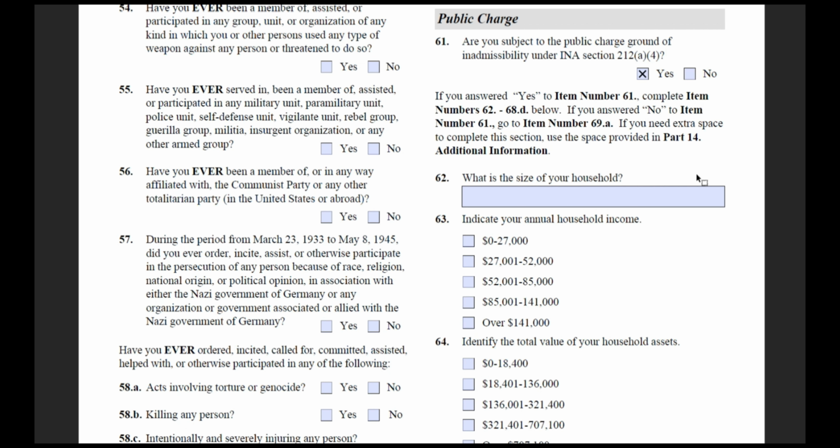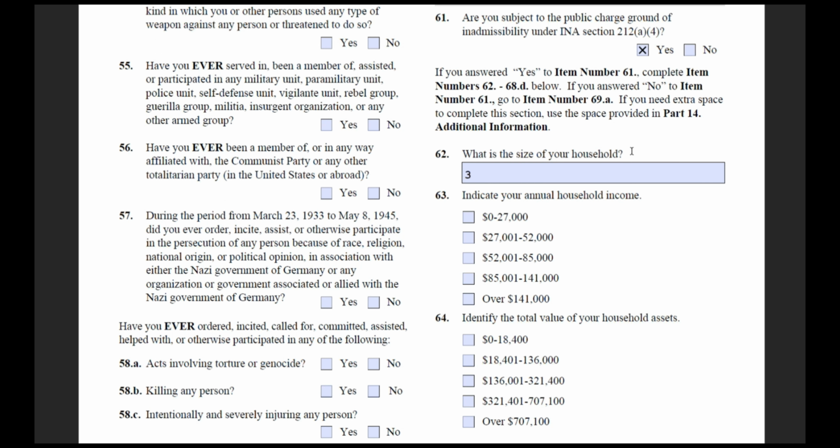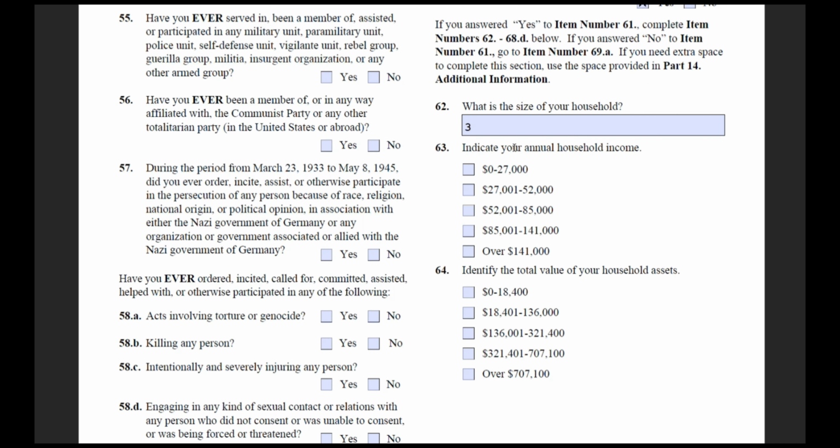So as you can see here, in this question, you can actually count more people than, for example, on the affidavit of support. You do not need to count roommates, boyfriends, or girlfriends that are not actually related to you or whom you do not list on tax returns. Moving on to question 63.